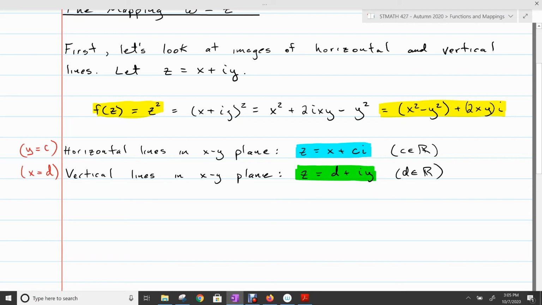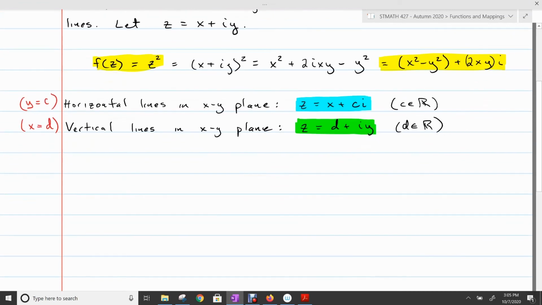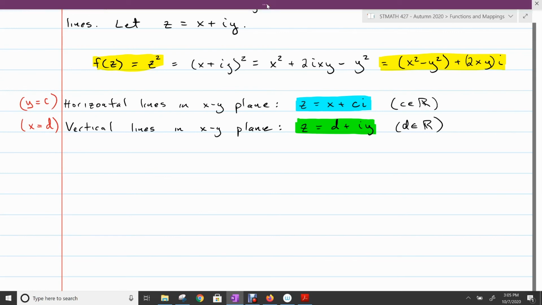So this time, the real part is fixed to be d, and then the imaginary part is just y, so that's a variable, so the line goes up and down. So what I want to see is what happens if I just restrict to a horizontal line and I plug that into the function. What do I get as an output?